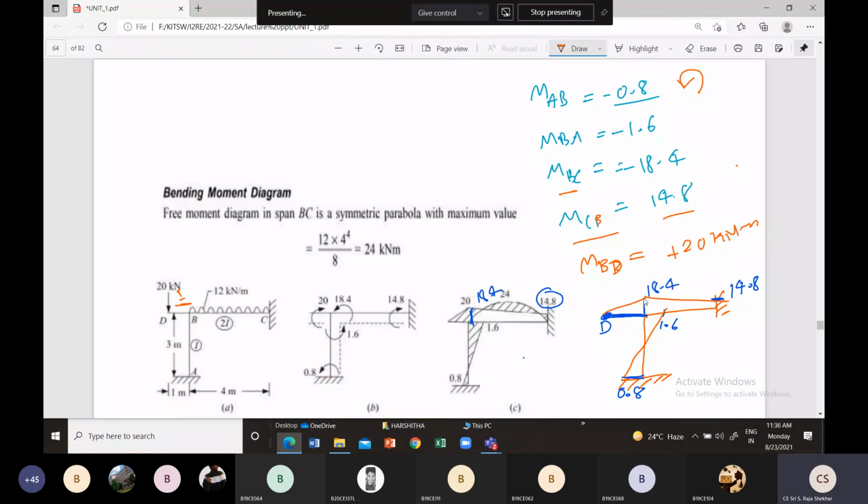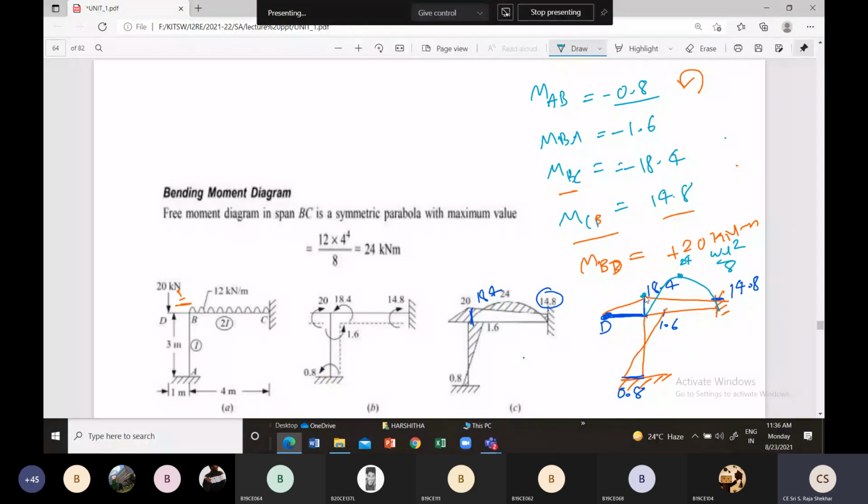Now I need to draw the applied load diagram. So this is the applied load diagram, that is, moment due to applied load diagram. So how to calculate maximum ordinate? Just simply WL square by 8. So W value 12, L is equal to 4. Substitute it, you're going to get WL square by 8 is 24 kilonewton meter. Okay, and this is the maximum ordinate.